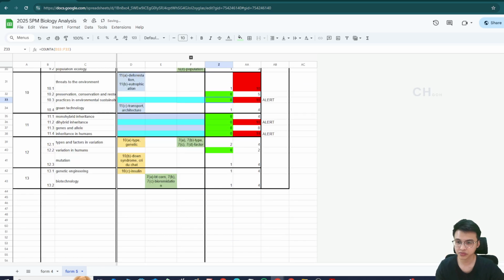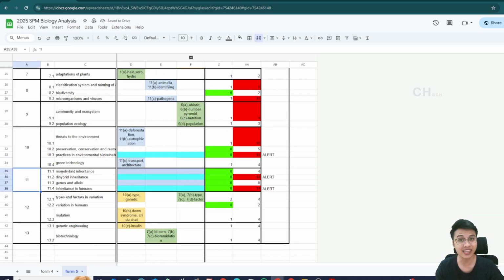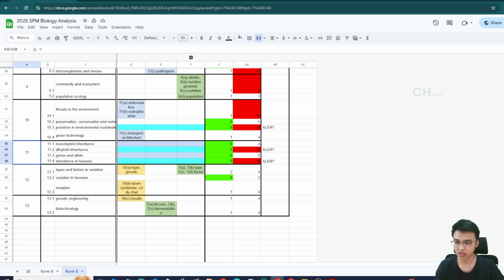Remember that. And then we have chapter 11. Chapter 11, dihybrid inheritance, 10 times. And then inheritance in humans, 14 times. None of the questions came out in your SPM before. Basically, the most important one is going to be the schematic diagram. You need to know how to draw the schematic diagram. And please remember the format, guys, the things that can help you get marks.